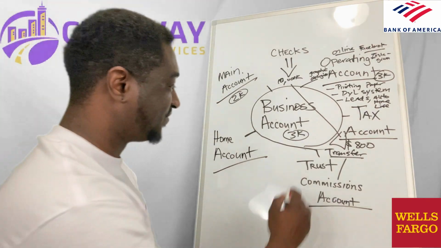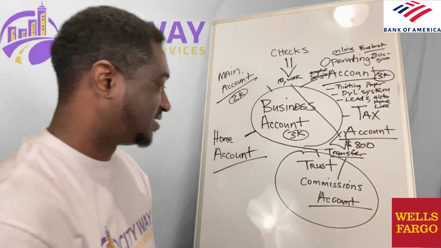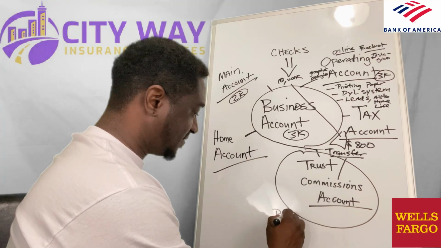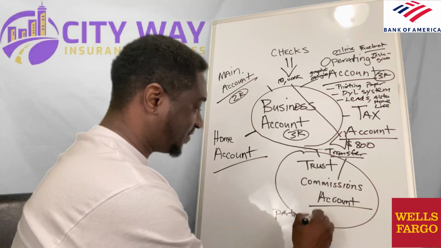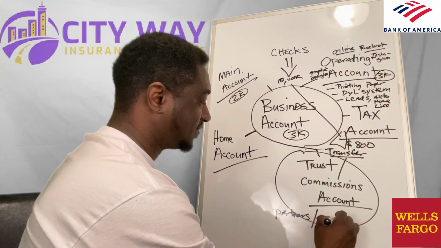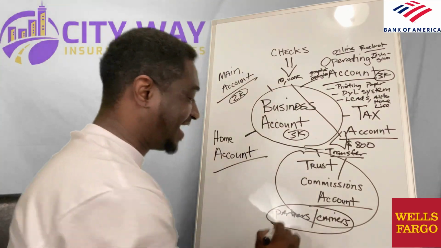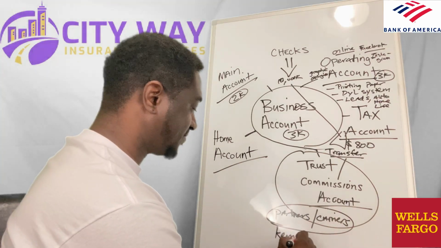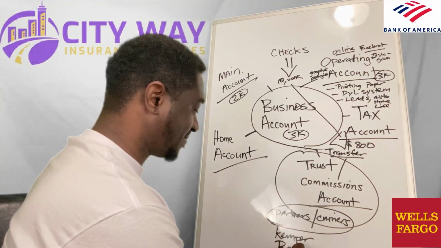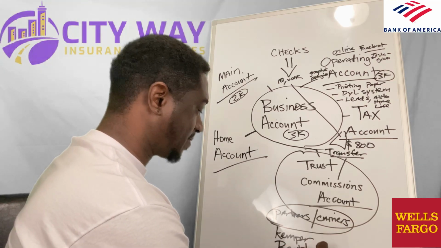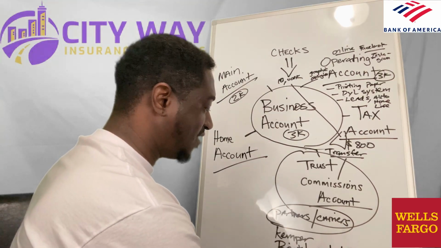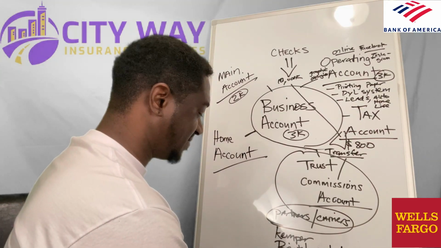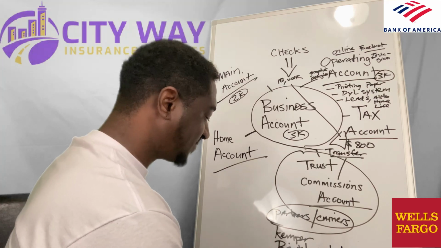And then also the trust and commissions account. Now, my partners, carriers that I do business with, like Kemper, Bristol West, Foremost, Infinity, and Carnegie.